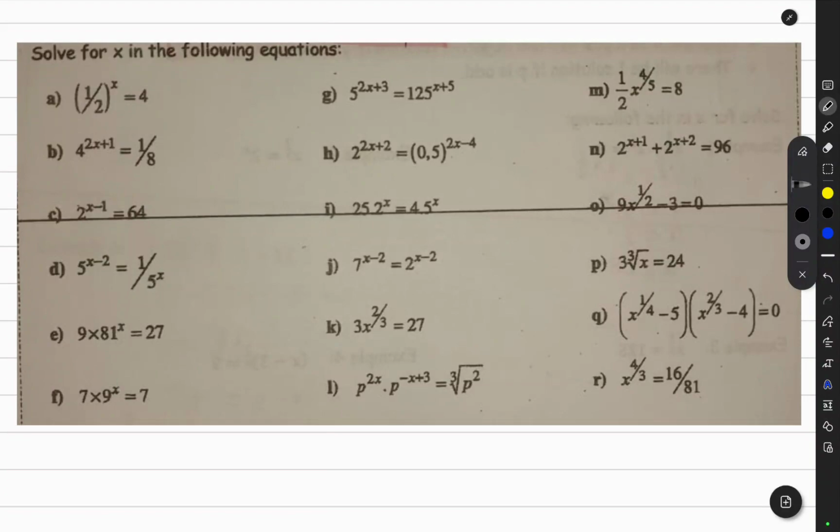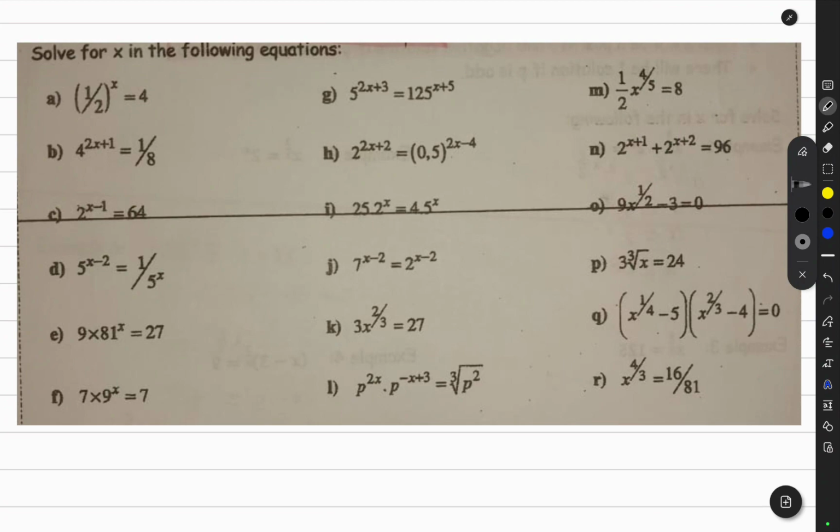Guys, I want us to look at some exponential equations. As you can see on the screen, we've got some questions, some challenges we'll need to work with. I just want to pick up a few so that next time I'll do the others. For now, I'll have to choose. Firstly, let me see which one I can do.